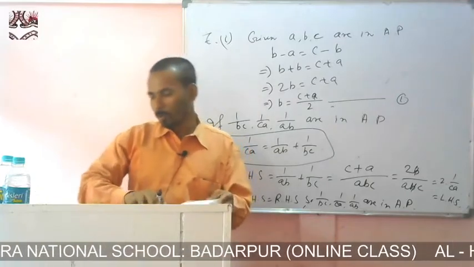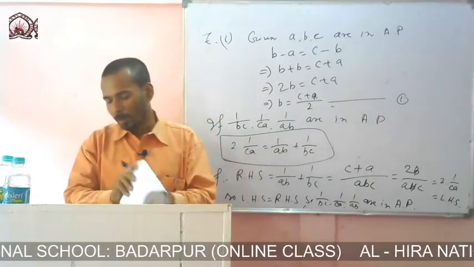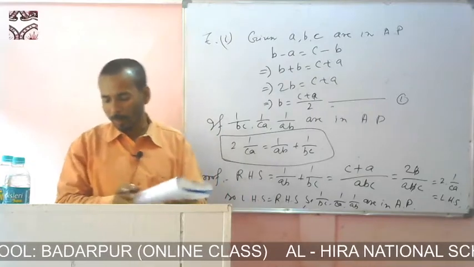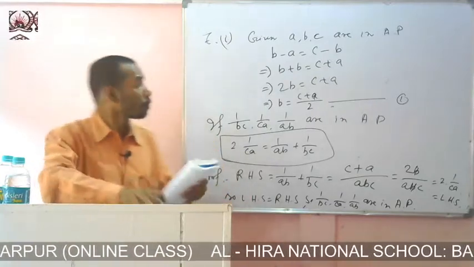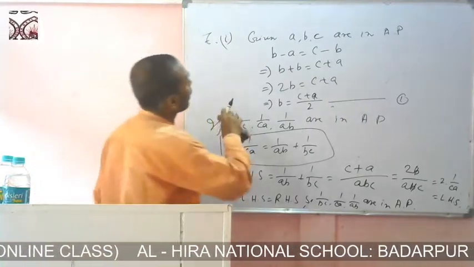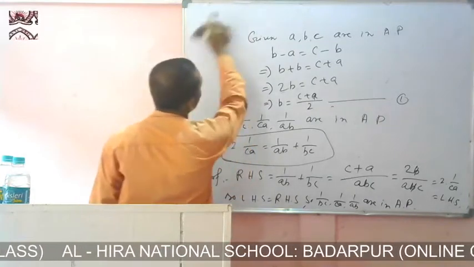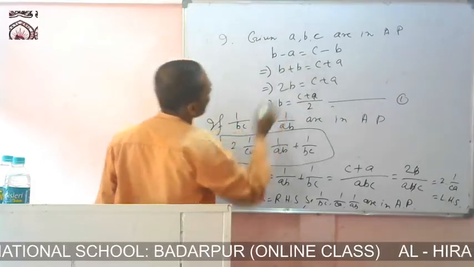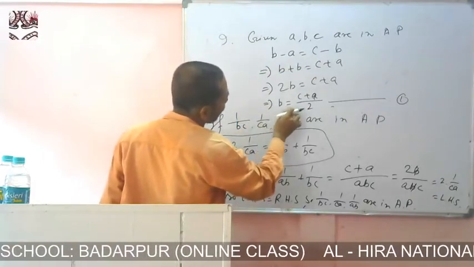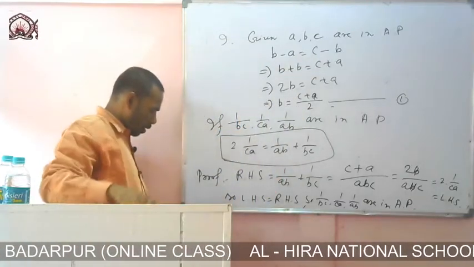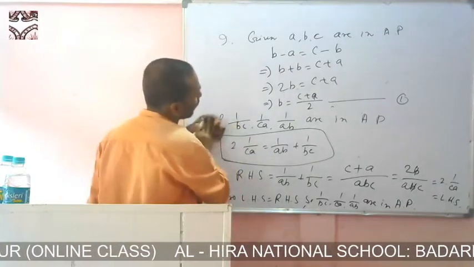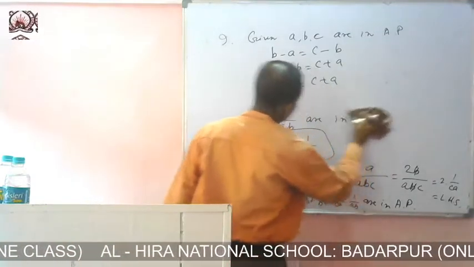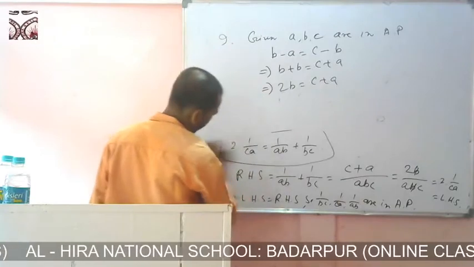So question number 9, you see, B plus C and A plus B. The condition is A, B, C are in AP. So given A, B, C are in AP, we can use this much: twice B is equal to C plus A, twice B is equal to C plus A.